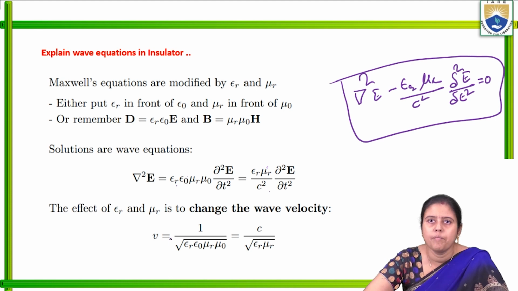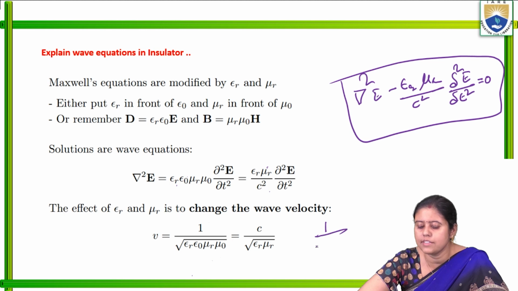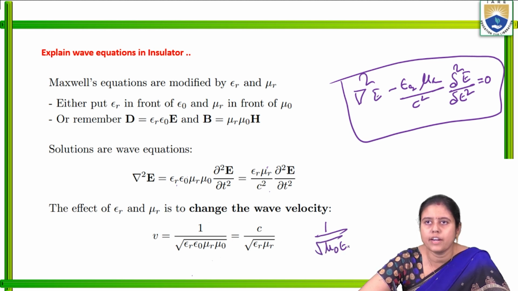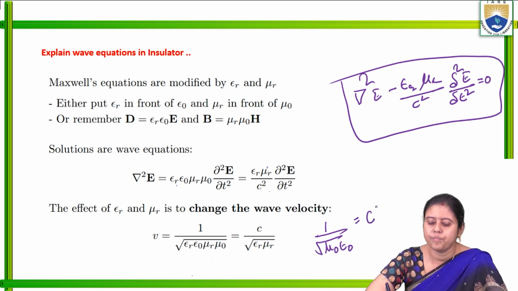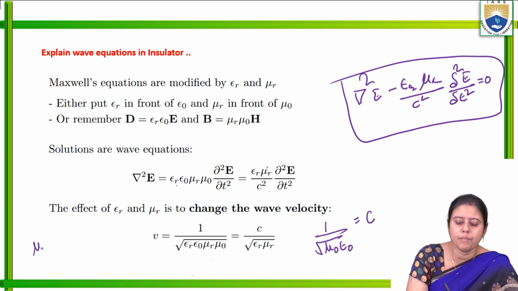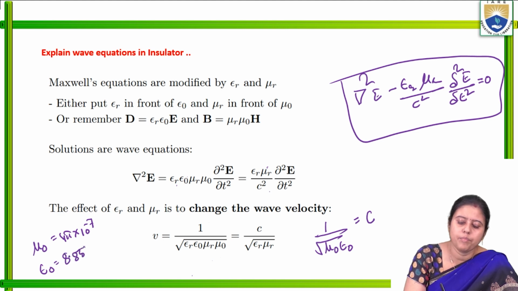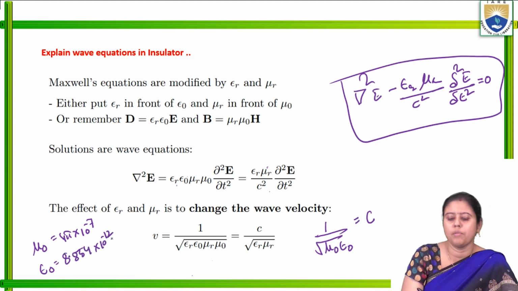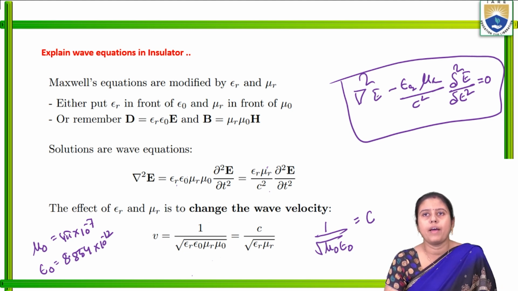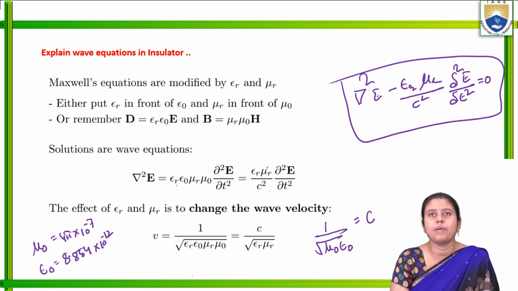What is V? V, the wave velocity, is equal to 1 by square root of epsilon r epsilon naught mu r mu naught. We already discussed in the last slide 1 by mu naught and epsilon naught. If we put the values, mu naught equal to 4 pi into 10 to the power minus 7 and epsilon naught equal to 8.854 into 10 to the power minus 12, we will get the value of C, and C is nothing but the speed of light.